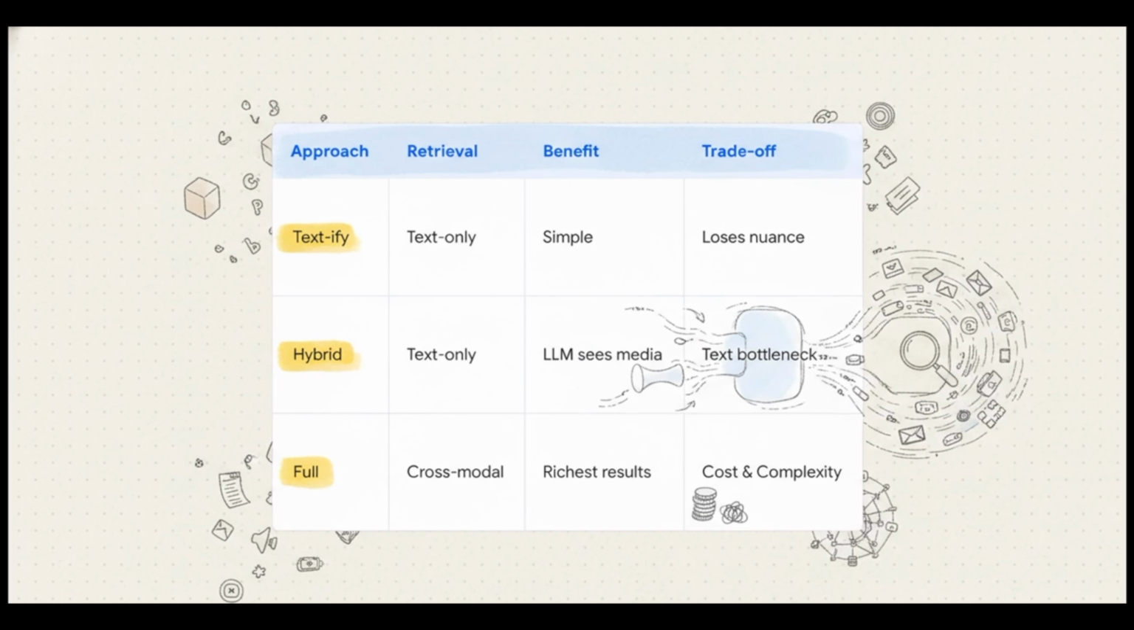First up, textify everything. Think of this as your quick and dirty solution. It's fast, it's easy to implement when you just need something working, but you're gonna lose a ton of detail. Then you have hybrid. That's your pragmatic middle ground. You get a much smarter LLM without having to rebuild your entire search system from scratch. And finally, full multimodal. That's your top tier, no compromise option when accuracy is absolutely everything. But it's going to require a serious investment in time and resources.